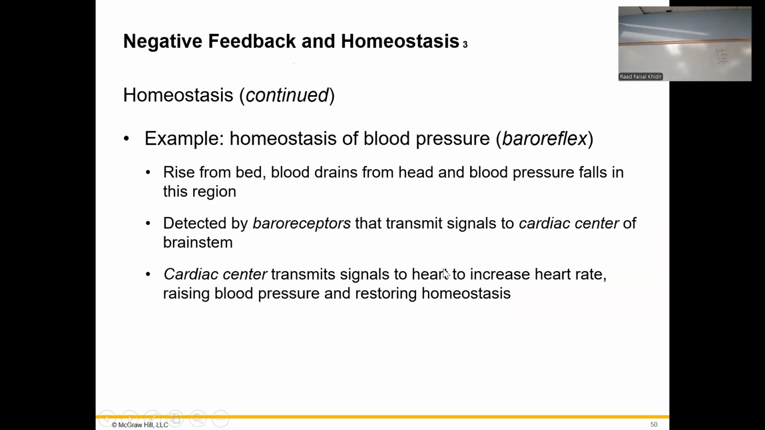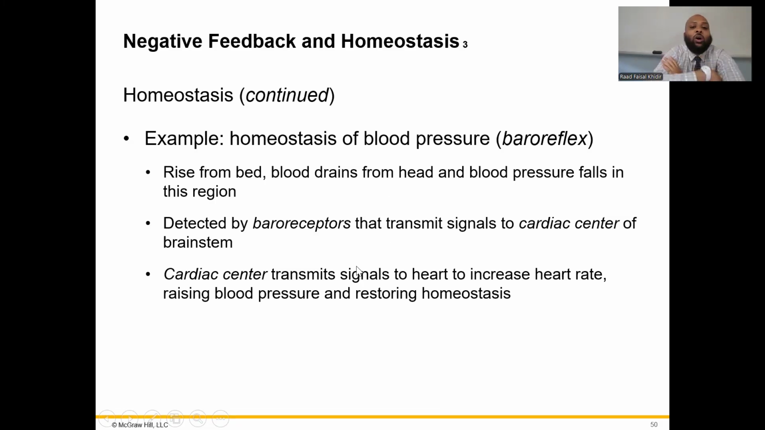Homeostasis, continuing. So homeostasis of blood pressure. We talked about that. The baroreceptor reflex. In the baroreflex, what happens is when we rise from bed, the blood drains from the head and the blood pressure falls in this region. And that is detected by baroreceptors that transmit signals to the cardiac center of the brainstem.